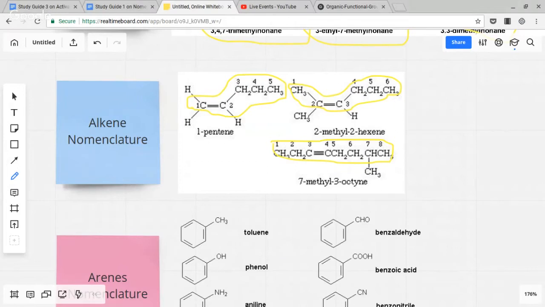And because it's a triple bond, your parent should end in -yne. So that means that it is 7-methyl-3-octyne. Not octene, because it's a triple bond. So alkenes and alkynes have the same IUPAC rules for naming, and also the same rules when you draw them, vice versa.